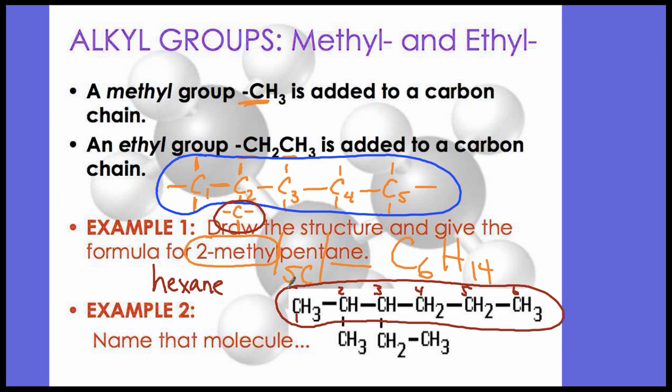So what do we do? Who's this? No, it's not. It's a methyl. That's a methyl group. The methyl group is off of carbon number 2. So it's 2-methyl. Carbon number 2 has a methyl. 3-ethyl. Hexane. Carbon number 3 has an ethyl. So it's 2-methyl, 3-ethyl.